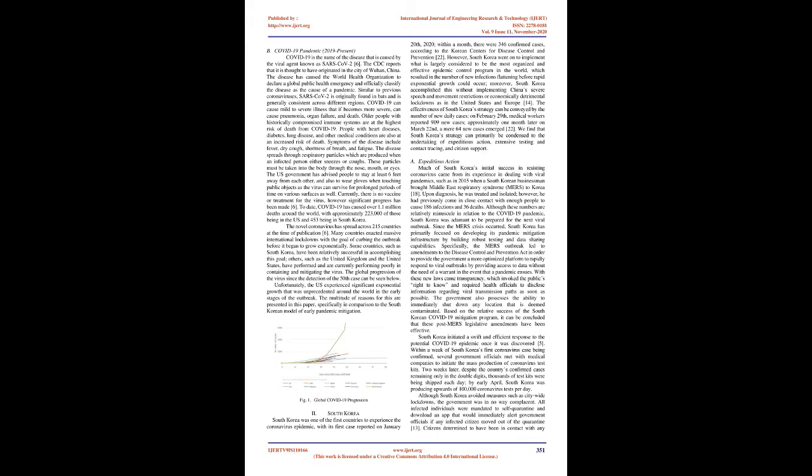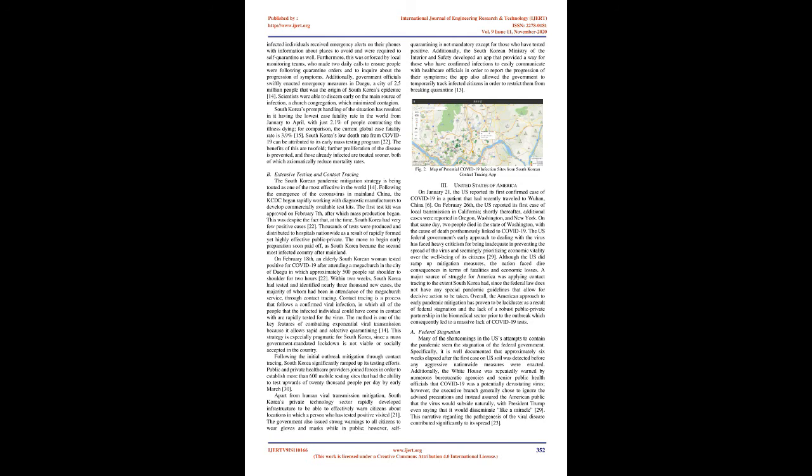2. South Korea. South Korea was one of the first countries to experience the coronavirus epidemic, with its first case reported on January 20, 2020. Within a month, there were 346 confirmed cases, according to the Korean Centers for Disease Control and Prevention. However, South Korea went on to implement what is largely considered to be the most organized and effective epidemic control program in the world, which resulted in the number of new infections flattening before rapid exponential growth could occur. Moreover, South Korea accomplished this without implementing China's severe speech and movement restrictions or economically detrimental lockdowns as in the United States and Europe.